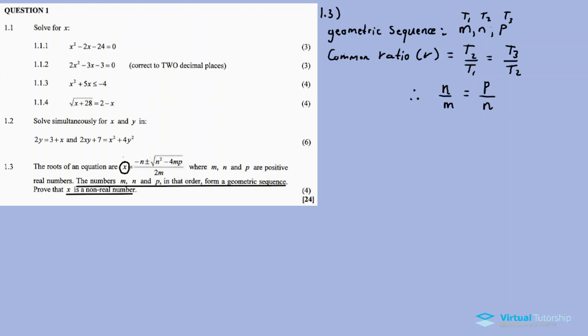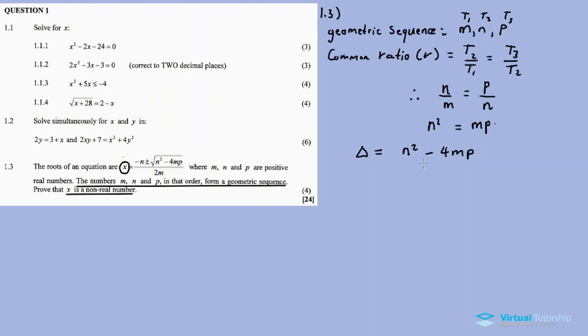Then we cross multiply so that we remove the fractions. I'll end up with n times n, which is n squared, equal to m times p, which is mp. In order to prove that x is a non-real number, I will need the discriminant, and the discriminant for this quadratic equation or quadratic formula is n squared minus 4mp.